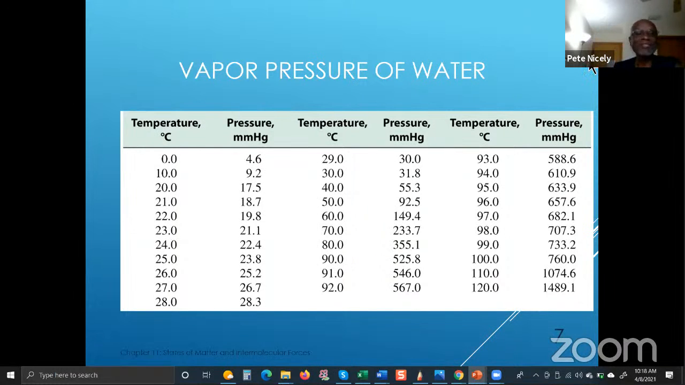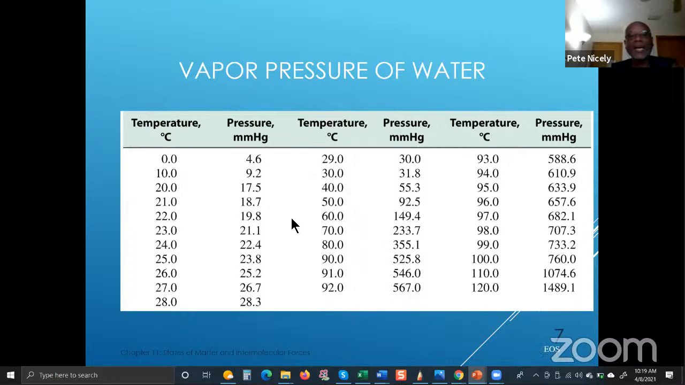So what you see in this table, you have temperature in one column and the vapor pressure of water in the other column, right? And the same is true here, and the same is true here. So you'll see that as the temperature increases, the vapor pressure increases, and that basically continues. So that's the relationship between the vapor pressure of a liquid and the temperature of that liquid.